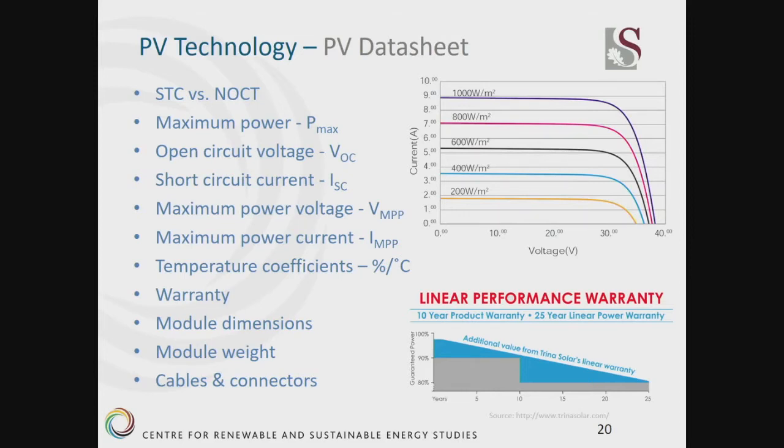What you will also find on the data sheet is the warranty of the module, as can be seen on the right here. This module is from Trina Solar and it has a 25-year linear power warranty. So make sure that you're familiar with the warranty and what it actually means. Then what's also given on the data sheet is the module dimensions, the weight of the module, which is very important when looking at the structures it needs to go on, and the cables and connectors that the module has.